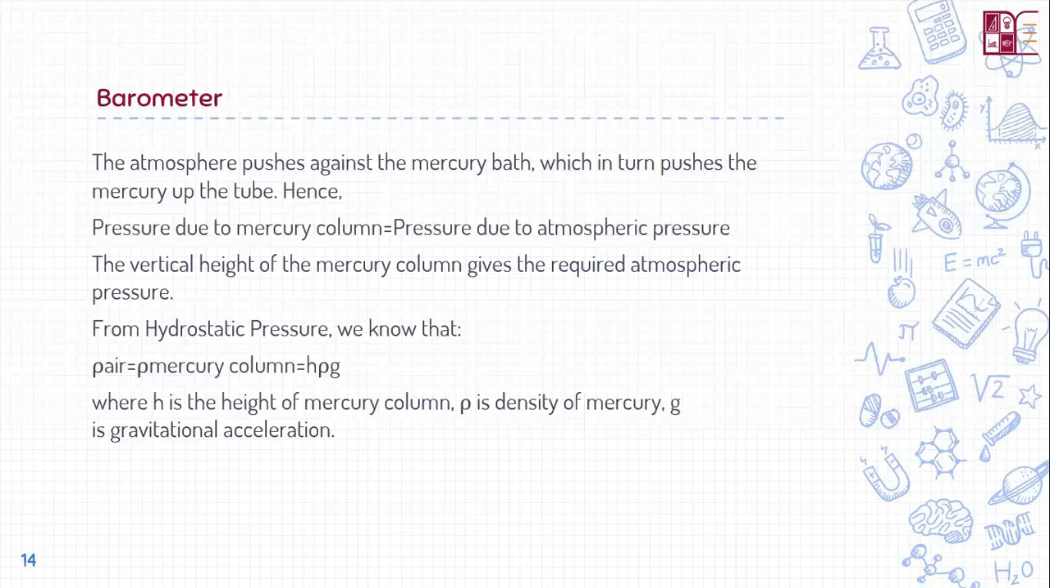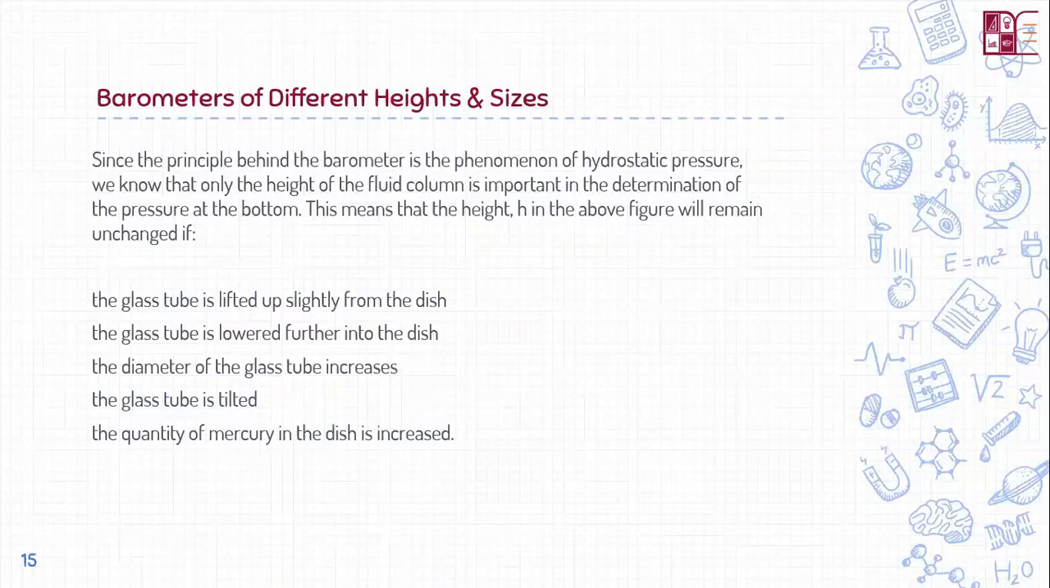So the height of the mercury needs to be 76 centimeters for it to have 1 atmospheric pressure acting upon it. The height of the column is also very important here, and it's measured in a straight line, so perpendicular height, like we discussed.